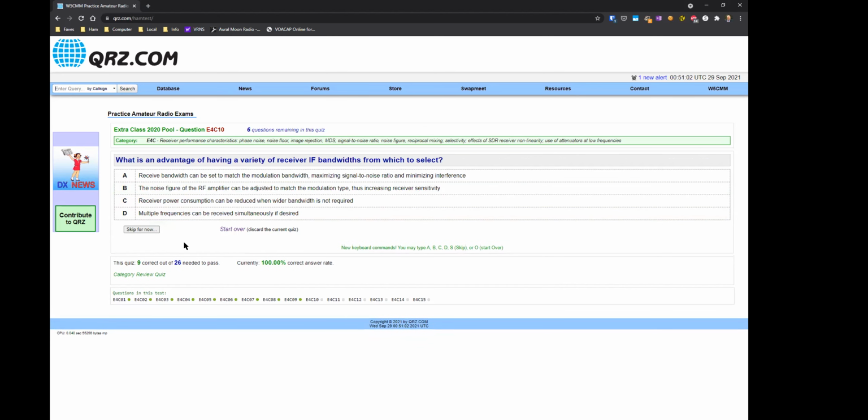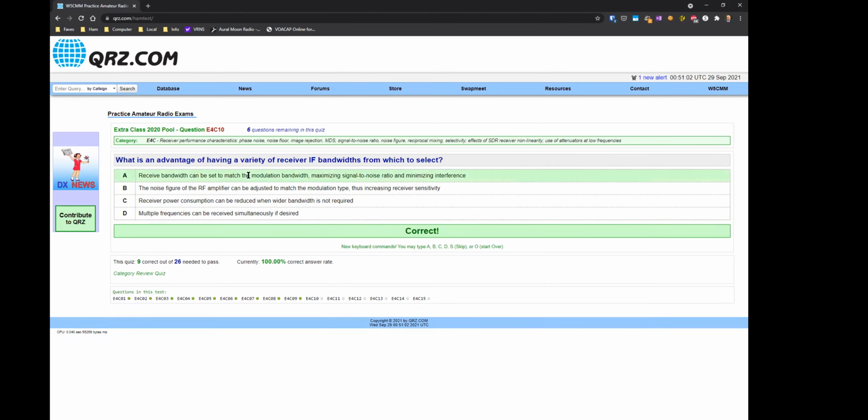What is an advantage of having a variety of receiver IF bandwidths from which to select? A. Yeah, that's going to be A.